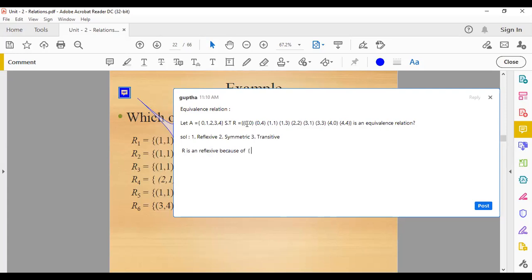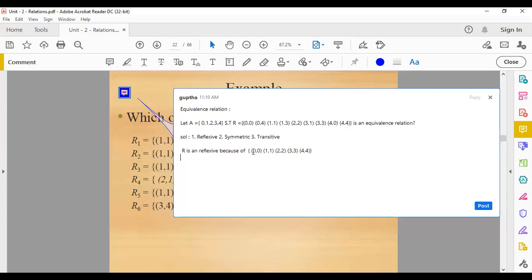(0,0), yes, it is there. (1,1), yes, it is there. (2,2), yes, it is there. (3,3), it is there. And (4,4), it is there. So that's why we can say R is a reflexive relation, because of (0,0), (1,1), (2,2), (3,3), and (4,4).